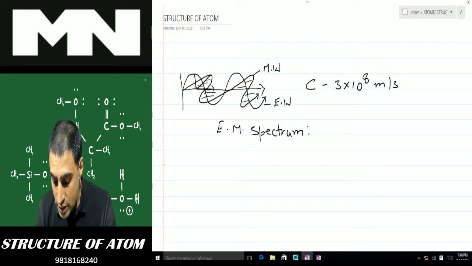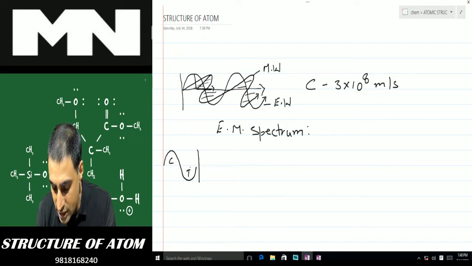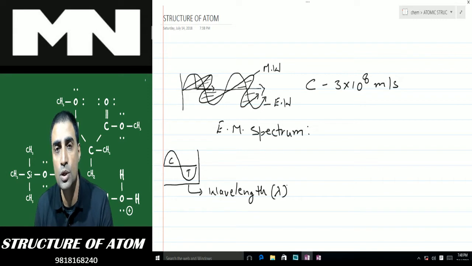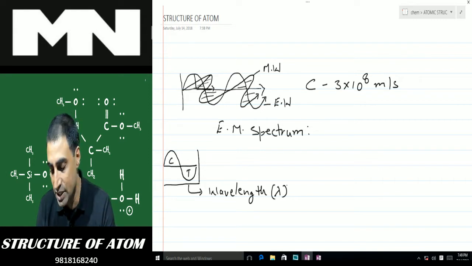See, here I've got a crest and I've got a trough. The distance between a crest and a trough, this distance, we call it wavelength, and it is represented by lambda. So the distance between a crest and a trough is wavelength and it is represented by lambda.